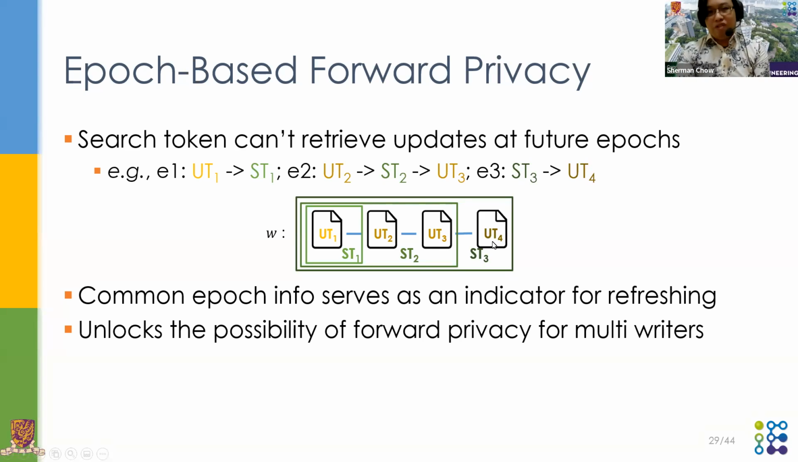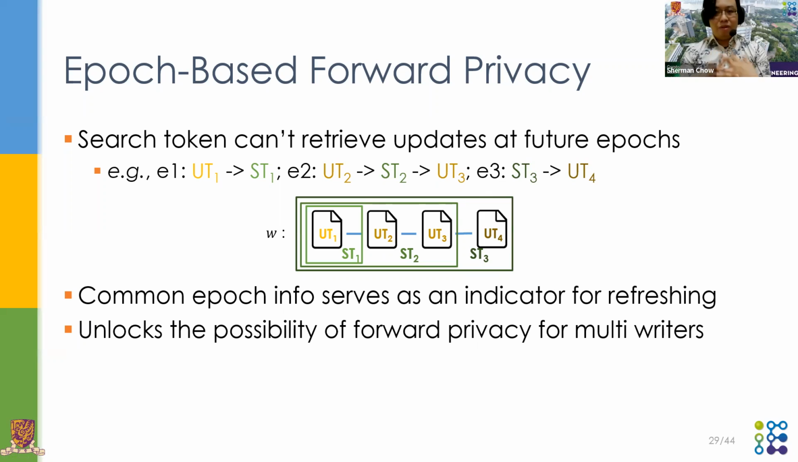Then the epochs just go on, and we have another epoch, another search. The search token is the first thing the reader issued in this epoch, but it can also search for updates that happen later while still within the same epoch. Okay, so any questions on this one?